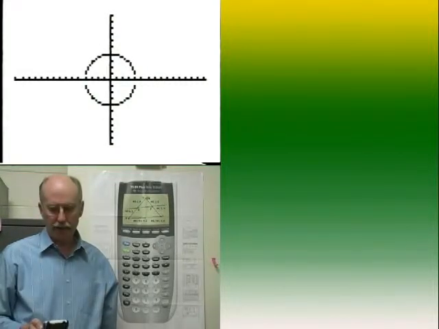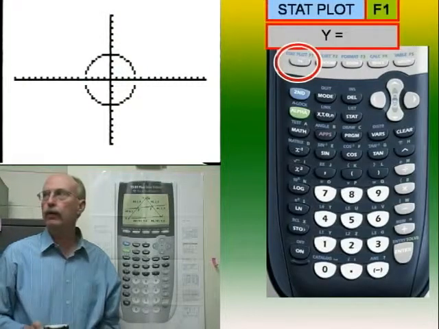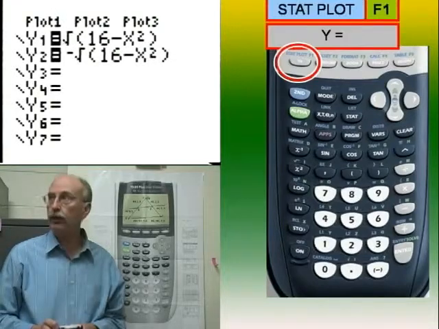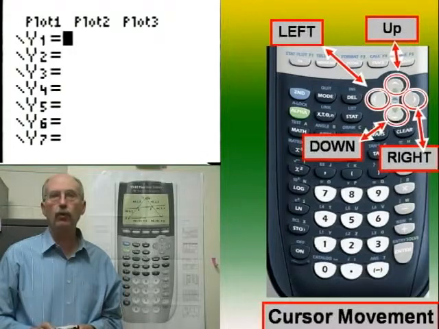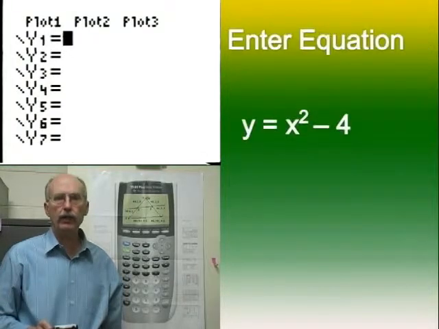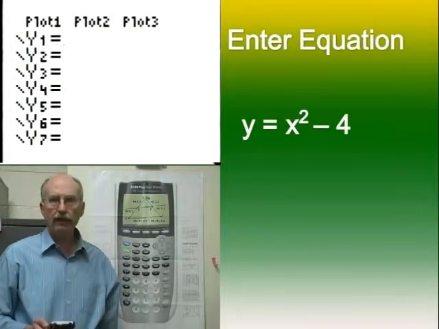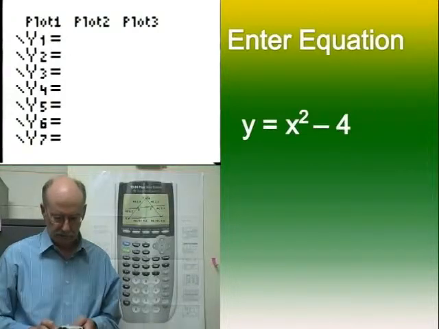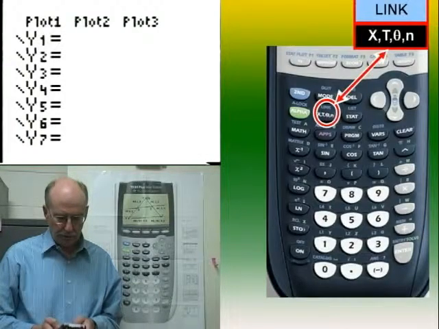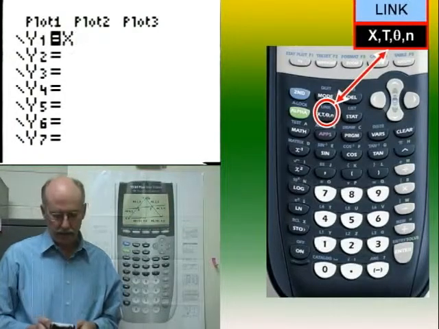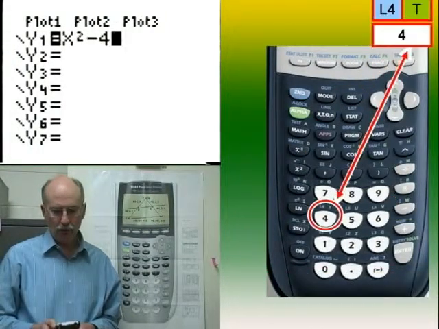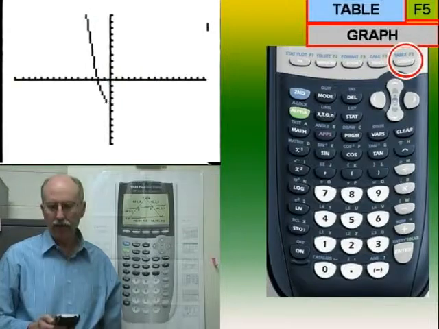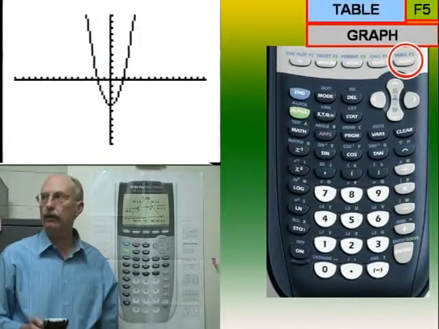Let's take a look at something else. Let's go back to the y equals screen and clear both of those equations. Clear, and down one, and clear. And let's go back up to y1, and let's put in the equation x squared minus 4. All right, we'll graph it, and you can see that we have a parabola.